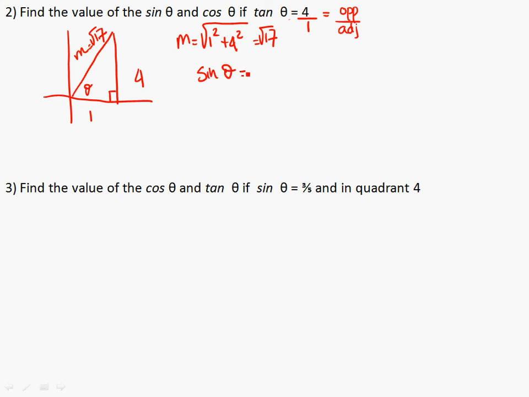So the sine of theta is what? 4 over root 17. And the cosine of theta is? 1 over root 17. Okay. Well, we already know what the tangent is, right? But we're not done. How do I know where I'm supposed to be? Why did I put it in quadrant 1? Because they're all positive, so it could be quadrant 1.